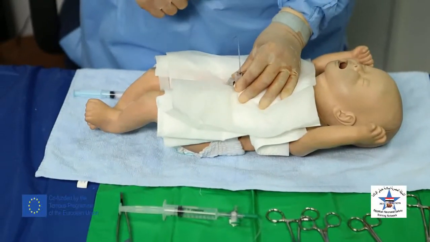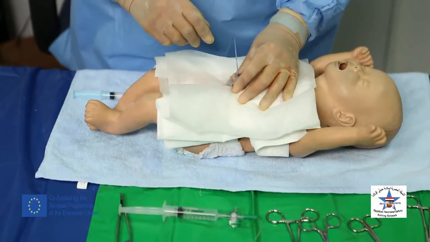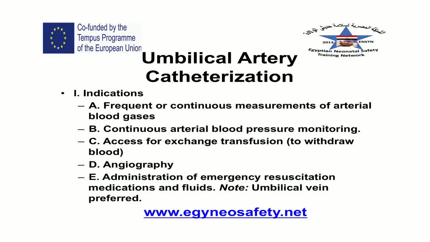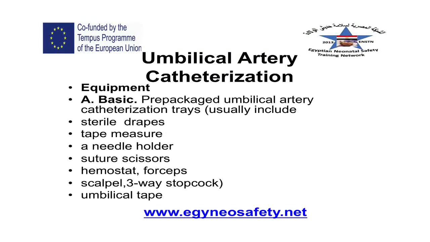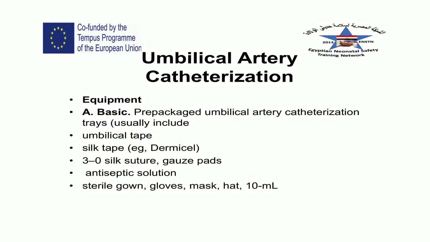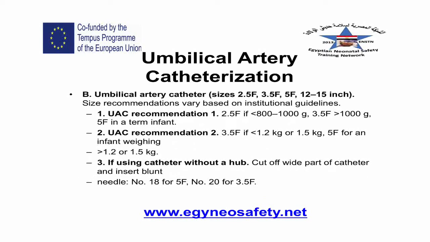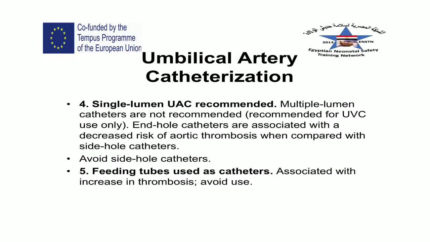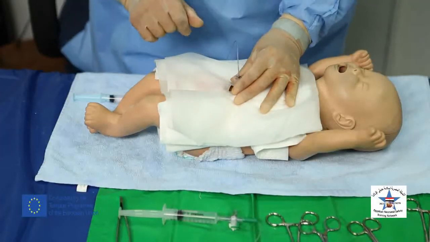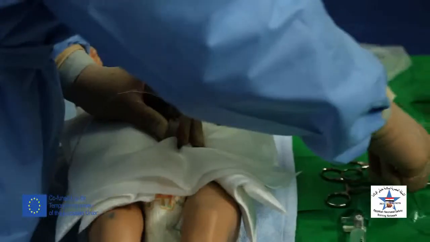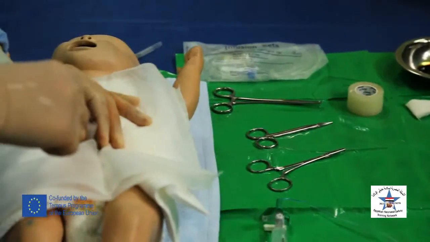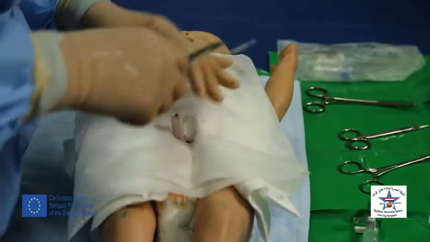And then we are going to catheterize the umbilical artery. Widen the opening of the umbilical artery. We use the curved iris forceps.